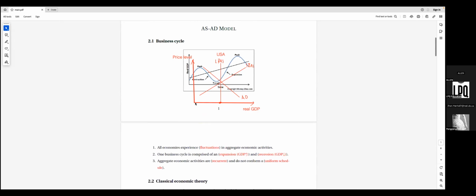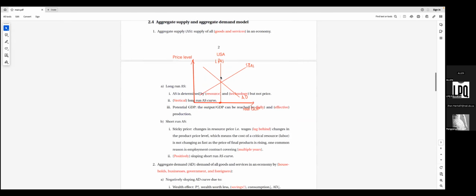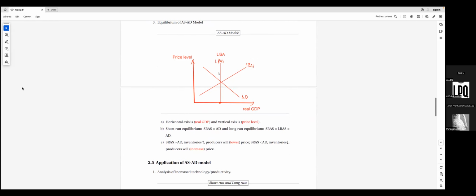Based on their theory, long-run economic growth depends only on two factors: resources and technology. Historically speaking, over very long time periods, whether your country can grow its economy is determined only by resources and technology. That's totally right. So it has no relationship with short-run price fluctuations, with the price level.